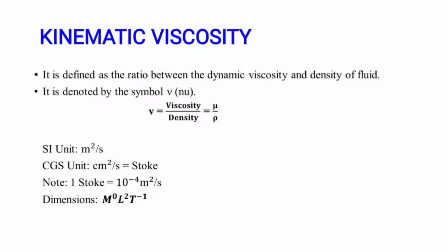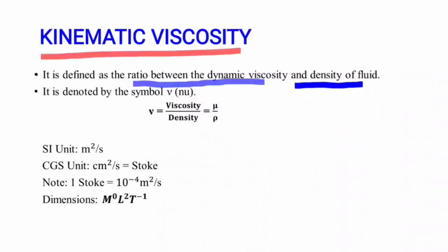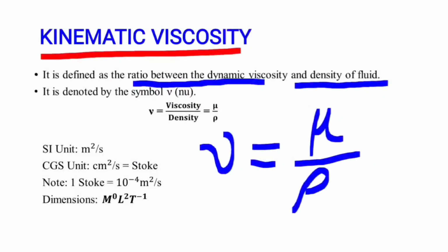Next topic is kinematic viscosity. Kinematic viscosity is defined as the ratio between dynamic viscosity and density of the fluid. Dynamic viscosity by density of fluid is called kinematic viscosity. It is denoted by the symbol nu. Mathematically, nu is equal to dynamic viscosity by density of fluid, so nu is equal to mu by rho.